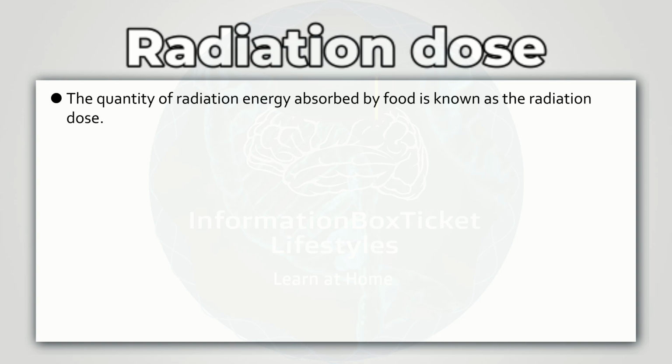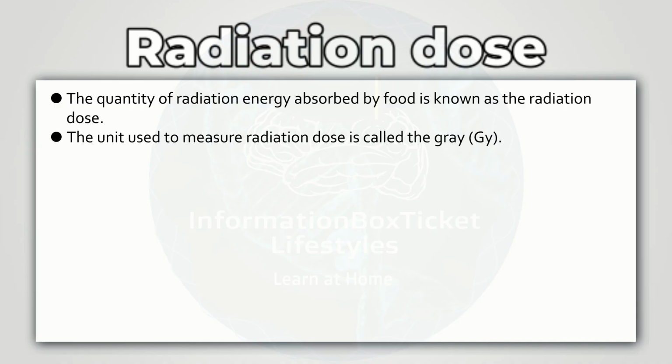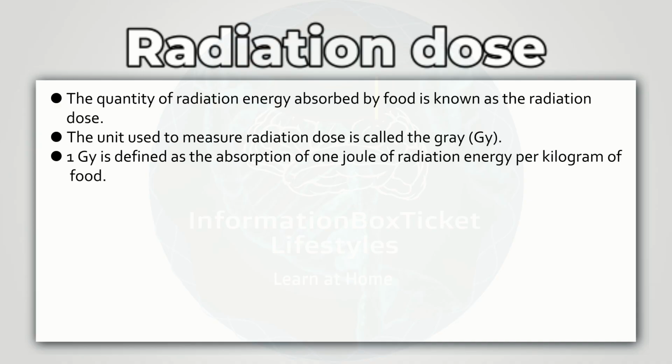Radiation dose. The quantity of radiation energy absorbed by food is known as the radiation dose. The unit used to measure radiation dose is called the gray. 1 gray is defined as the absorption of 1 joule of radiation energy per kilogram of food.